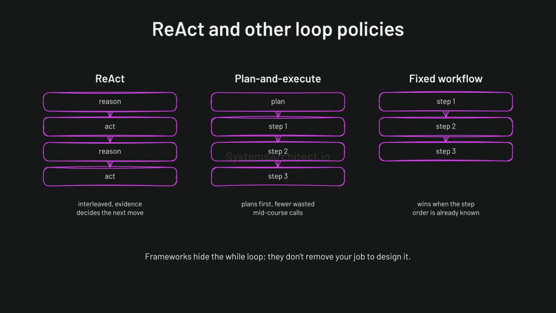ReAct interleaves reasoning and acting inside the same loop shape. The agent loop is the general control pattern. ReAct is one policy for how reason and act alternate. Plan and execute plans first, then runs steps with fewer wasted mid-course calls on long work. Fixed workflows win when step order is known. A full control loop wins when evidence must decide the next move.